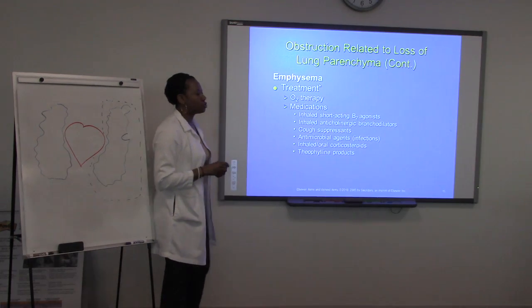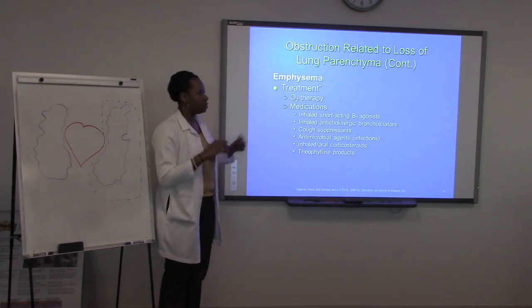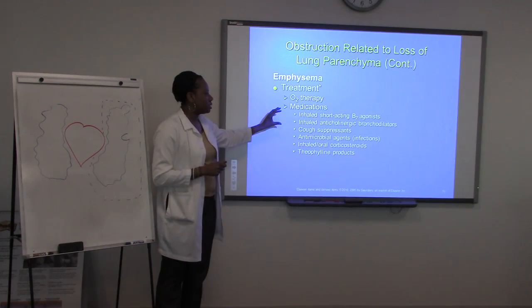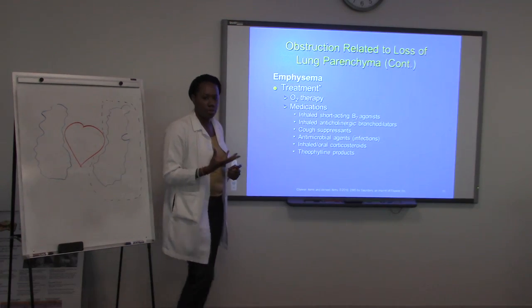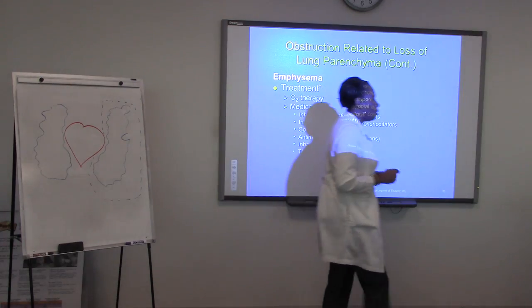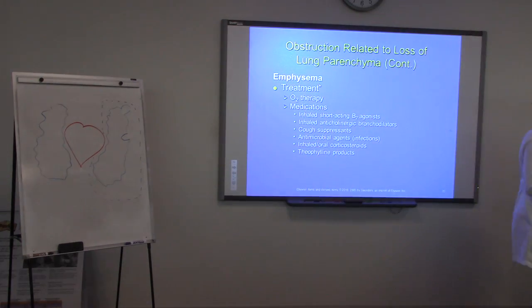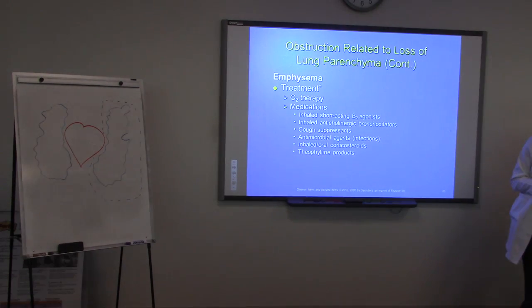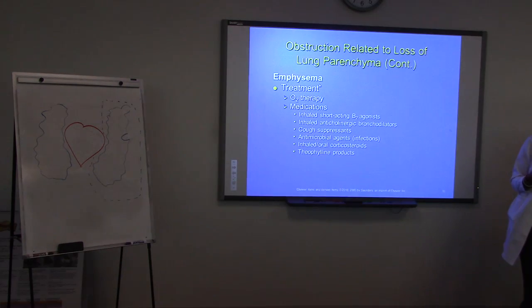Okay, so treatment, here we go. Oxygen therapy, as you said. They will also be given bronchodilators, cough suppressants, corticosteroids. So they're treated pretty much the same as a patient that has chronic bronchitis. The problem here is that emphysema is actually a little more fatal, because they lose the alveoli and there's no way of turning back.